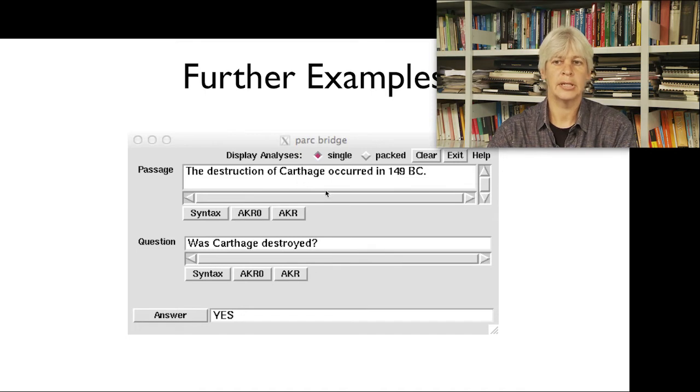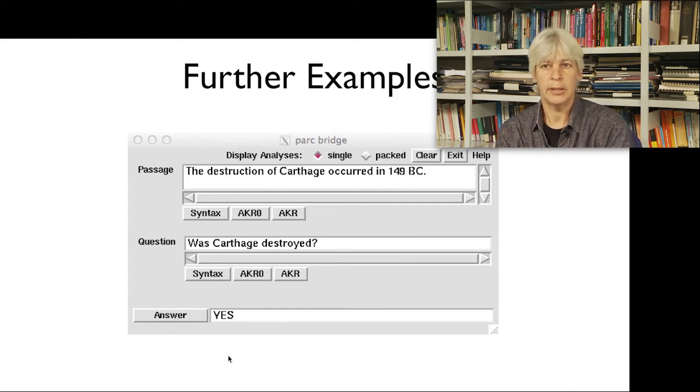And this information is taken and used to try to understand the question, and what we have then is the question. This is a passive, was Carthage destroyed? So it knows about passives, it knows about nominalizations, and it can actually match these two things together. And this is quite impressive. Very, very few systems can actually do this. And this is what deep linguistic information gives you, rather than just trying to do keyword spotting or very, very shallow processing.